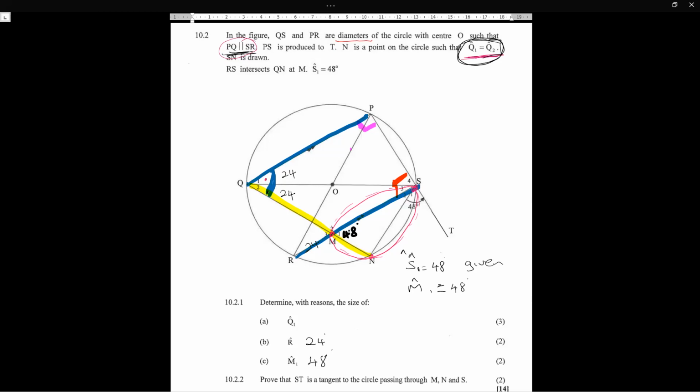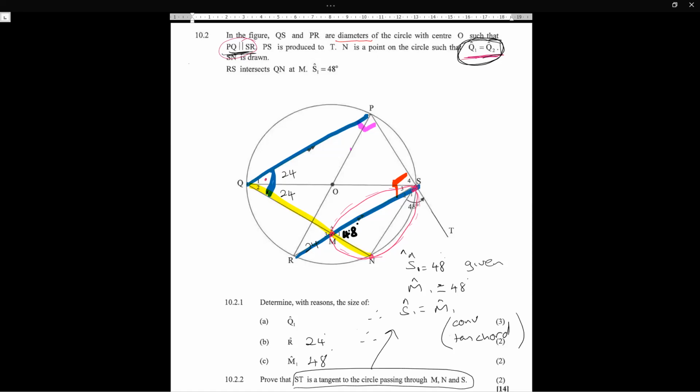Okay, so M1 is 48 and S1 is 48. So we have the tan chord theorem in existence. Therefore, we can conclude now that S1 is equal to M1, because both are 48. And therefore, we can copy this whole statement down and write it here: that ST is a tangent, and your reason would be the converse of the tan chord theorem.